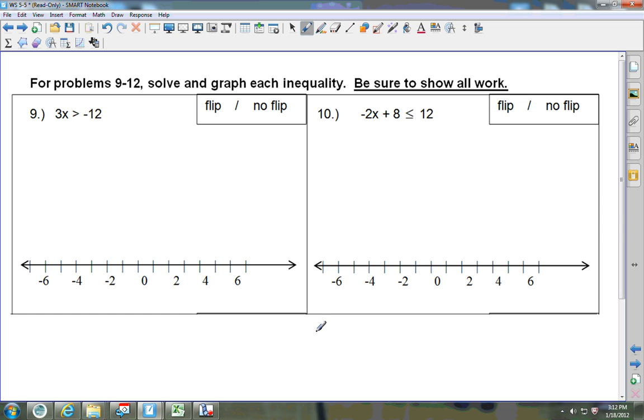Okay, it wants us to solve each inequality and graph it. Be sure to show all your work. So do these two problems, pause the video, and do these problems, and come back and see how you did.